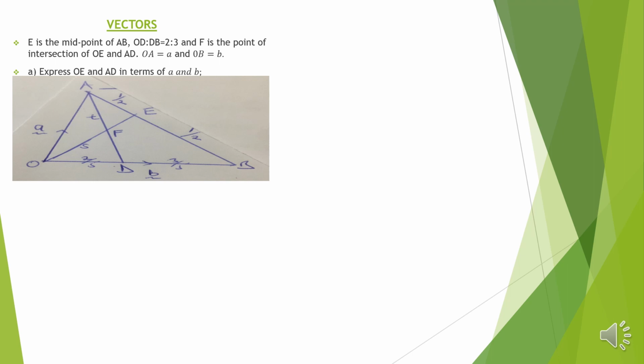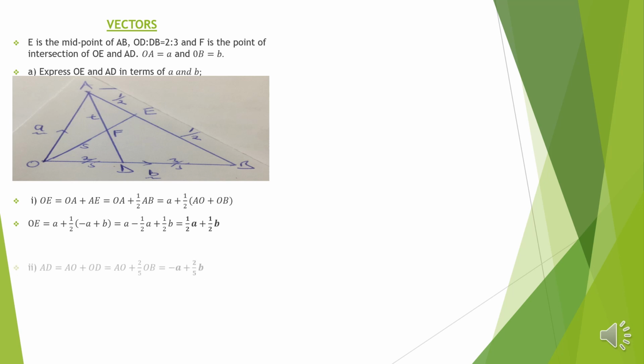From the diagram, though not drawn to scale, we can see that to move from O to E, we have to go from OA plus AE, which is the same as OA plus a half AB, which is actually A plus a half AB. Then AB is AO plus OB. Now, substituting in the values of those vectors, we have OE equals A plus a half into bracket negative A plus B, which equals A minus a half A plus a half B. And if you simplify that one, you get that OE equals a half A plus a half B.